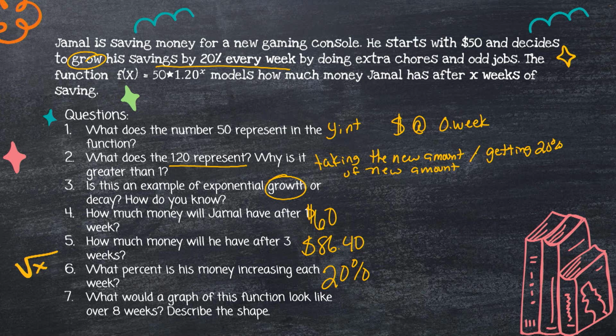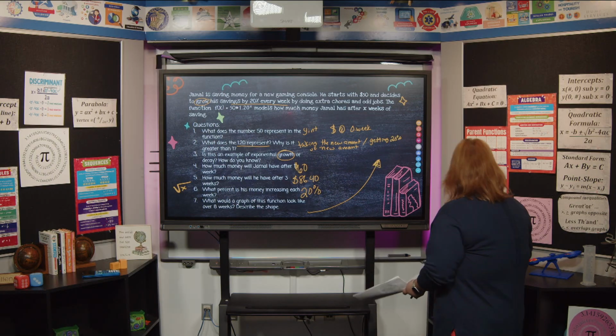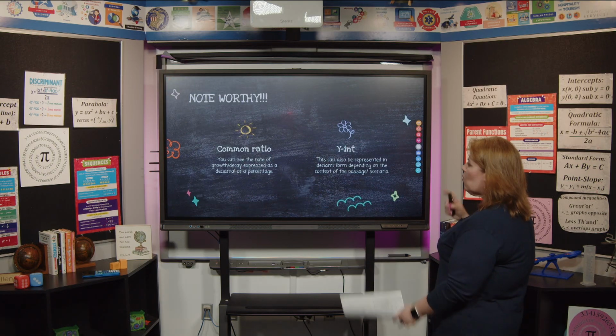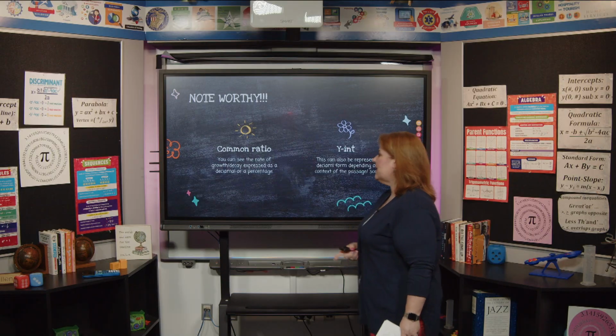And then what would a graph of this function look like over 8 weeks? Describe it. Well, it is increasing. So it's increasing. It is going up. It's an increase. All right? Noteworthy. We need to make sure that we're understanding our common ratio.